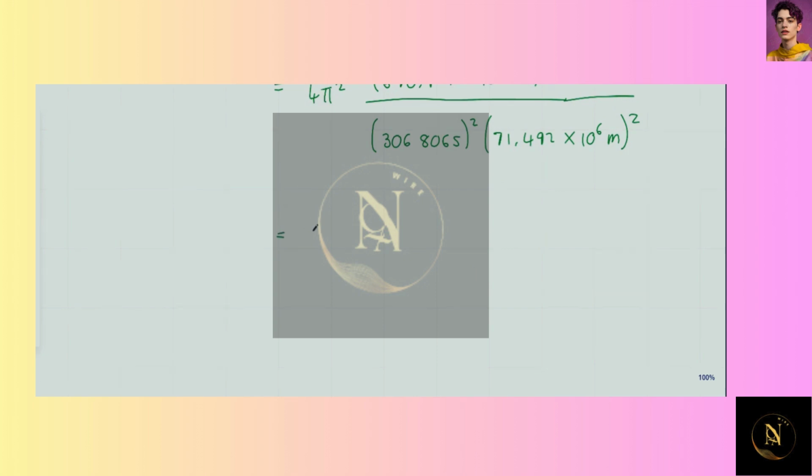The gravitational acceleration on the surface of Jupiter is 24.8 meters per second squared. So this is roughly 2.53 times the gravitational acceleration on Earth.